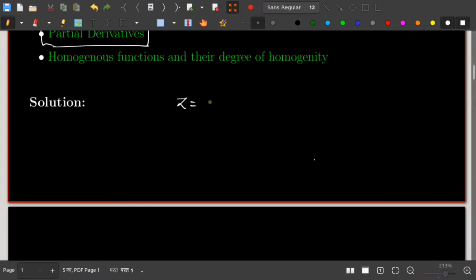So given z equals to xy ln xy, we'll try to have a partial derivative of z with respect to x first, and in doing so we know that we'll be keeping y as a constant. Okay, that's how we calculate the partial derivative. So we'll apply product rule in doing so.